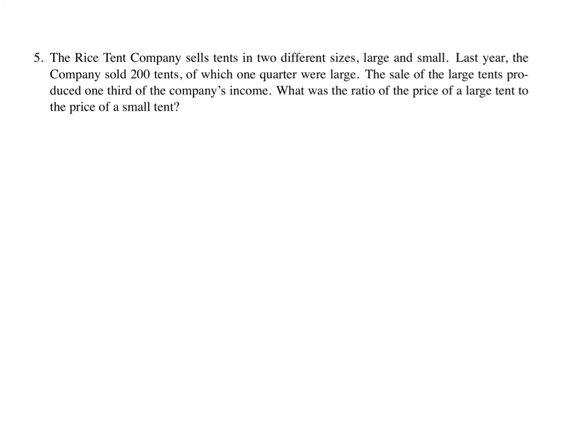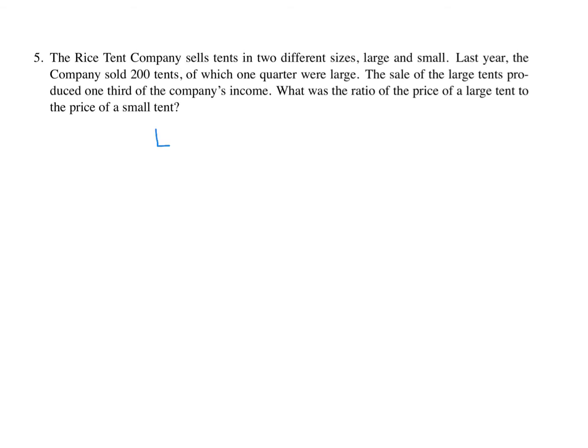The Rice Tent Company sells tents in 2 different sizes, large and small. Last year, the company sold 200 tents, of which 1/4 were large. The sale of the large tents produced 1/3 of the company's income. What was the ratio of the price of the large tent to the price of the small tent?